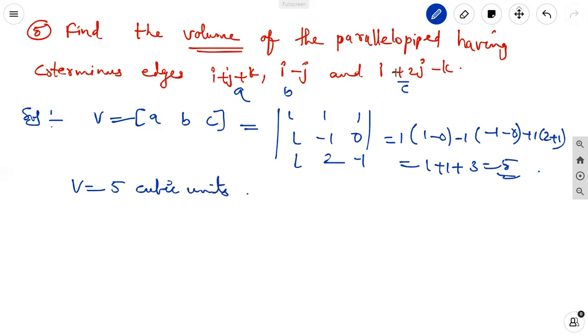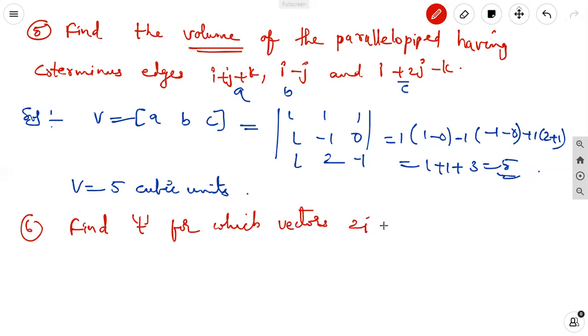This is the fifth one. The sixth problem is: find t for which the vectors 2i minus 3j plus k, i plus 2j minus 3k, and j minus tk are coplanar.